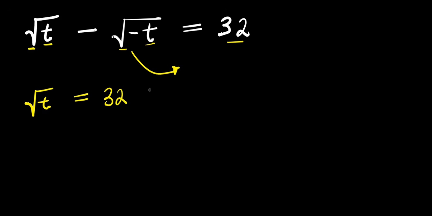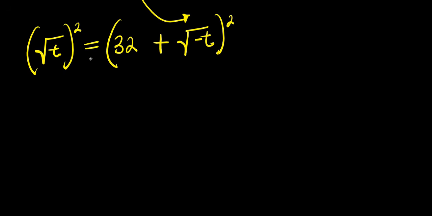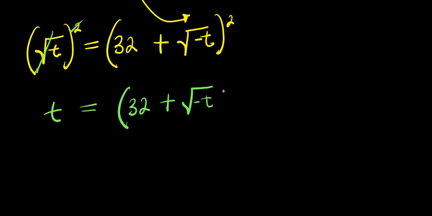This minus will change to positive. We have plus square root of minus t. Now, what I'm going to do next is take the squares of both sides of this equation. So let's cancel this. We have t equals, and for this, I need to expand it: 32 plus square root of minus t times 32 plus square root of minus t.